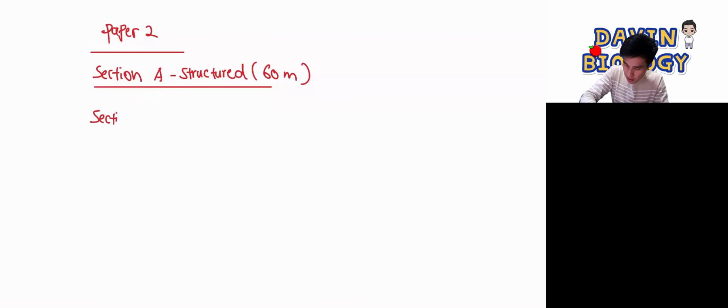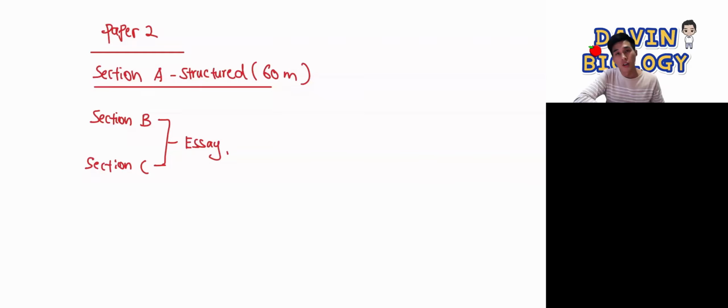Section B and Section C are your essays. Section B has 2 questions, choose 1, equal to 20 marks. Section C only has 1 question, compulsory, must answer, also 20 marks. So your whole Paper 2 is 100 marks.